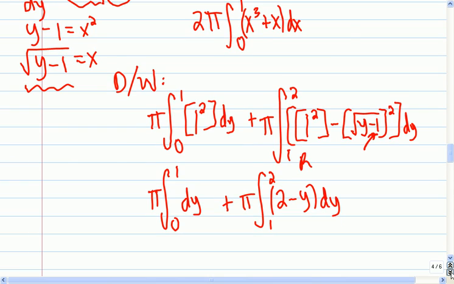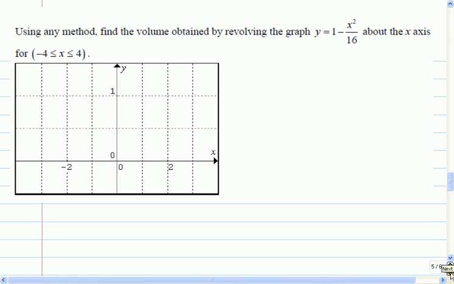Okay, so your turn. Any method. You get to set it up. What method would you do here? Find the volume obtained by rotating this graph about the x-axis, and we'll reconvene and see what method people were choosing. Okay, so if we had to start this question, again, you're always going to start with the picture.